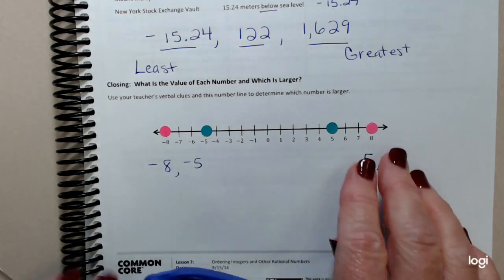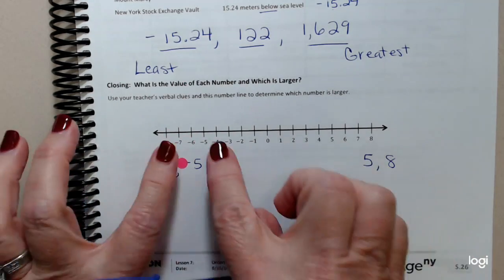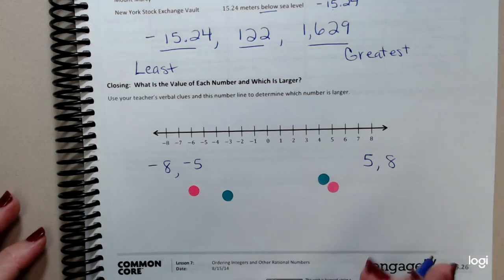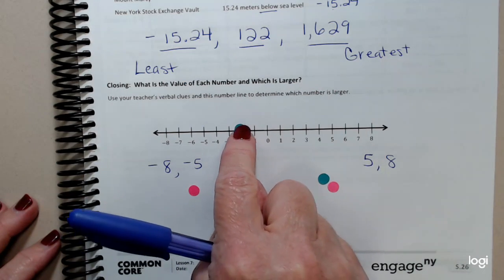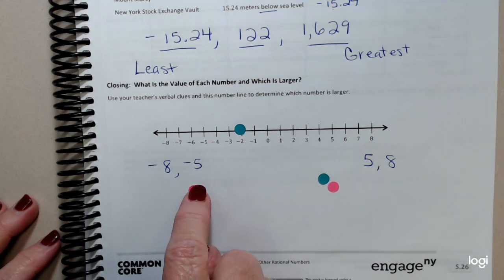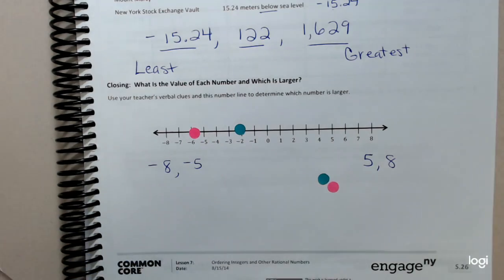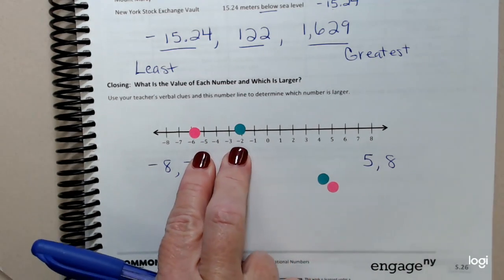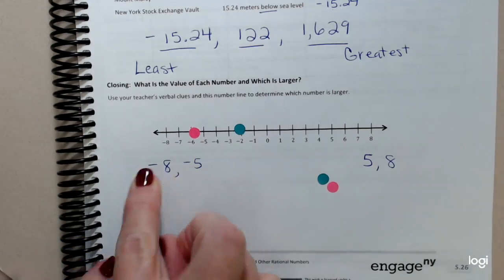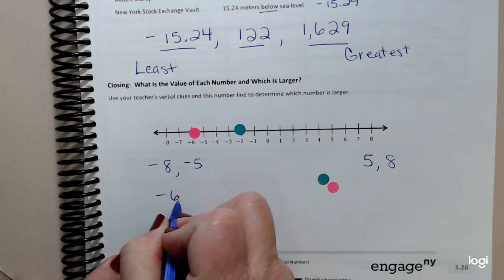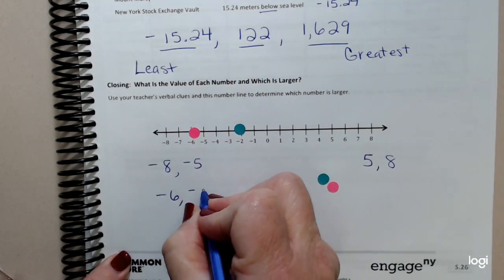Well, let's try another one. Let's say I'm going to put a dot at -2. And let's put another one at -6. Okay, so let's look at these two dots. Which number is smaller? Well, negative 6 is smaller. It's furthest to the left. So negative 6 is smaller than negative 2.